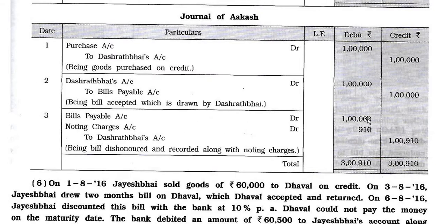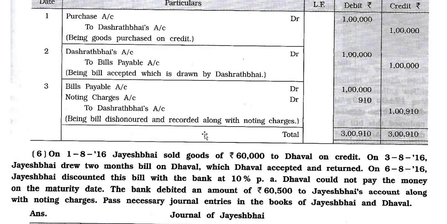Now third entry, reverse this entry. Bills payable account debit 1 lakh, noting charge account debit 910 to Dasrath Bhai's account 1 lakh 910, being bill dishonored and recorded along with noting charges.